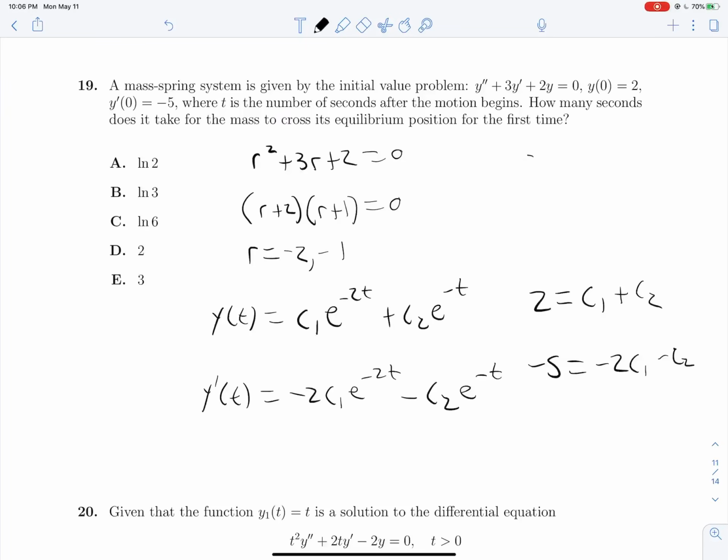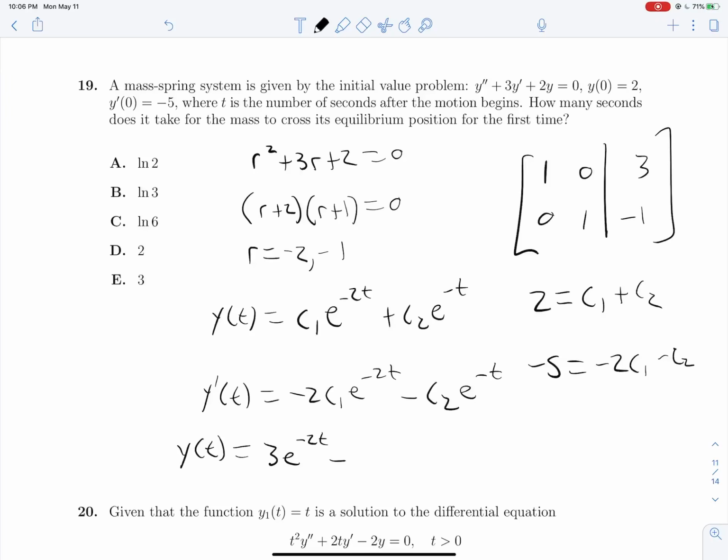We can make this into an augmented matrix. 1 c1 plus 1 c2 is equal to 2, and negative 2 c1 minus 1 c2 is equal to negative 5. Let's solve this. Flipping all those signs, let's subtract 2 row 1s from row 2. We get 0, negative 1, and 1. So c2 is equal to negative 1, and we can subtract this here and see that c1 is equal to 3. So y of t is equal to 3 e to the negative 2t minus e to the negative t.